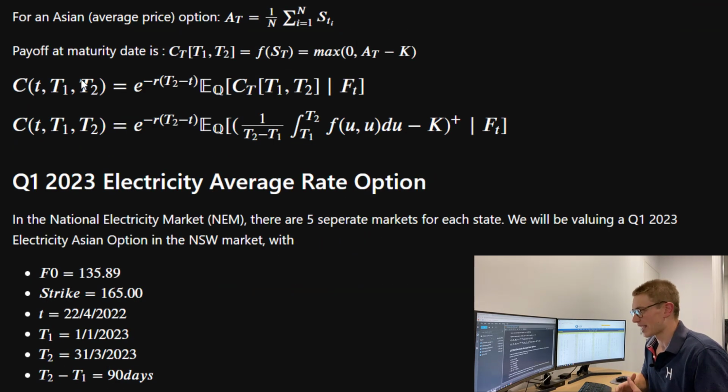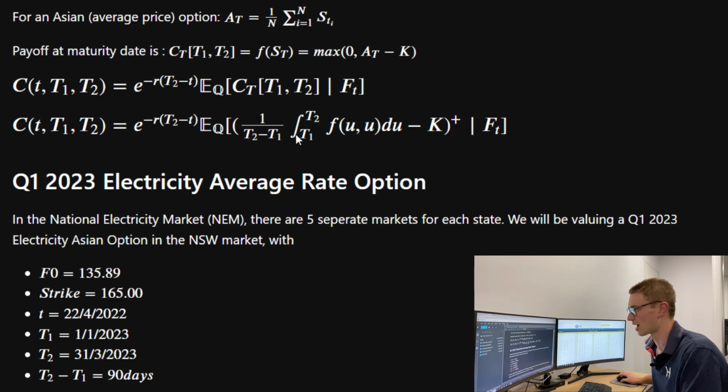Sitting here at time t, we want to take the average between time 1 and time 2, and we want to take the risk-neutral expectation of this payoff discounted back to the current time. We're paid at time 2 and we're currently sitting here at time t. So this payoff here, C_t between T1 and T2, is dependent on the forward prices that we're observing, our underlying, between these two times.